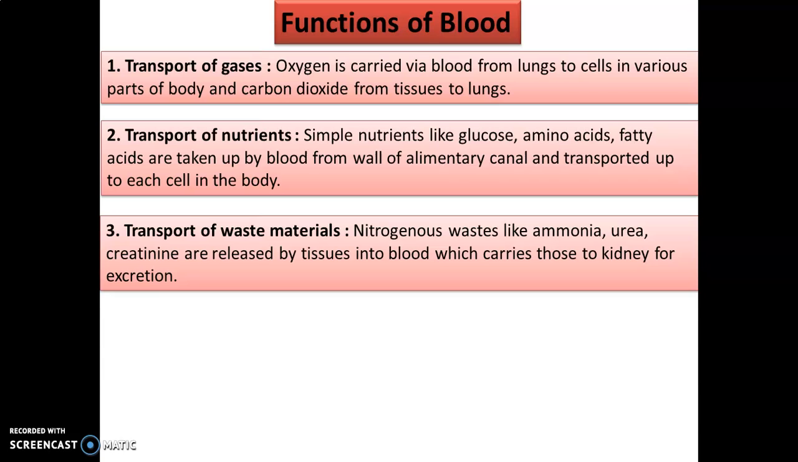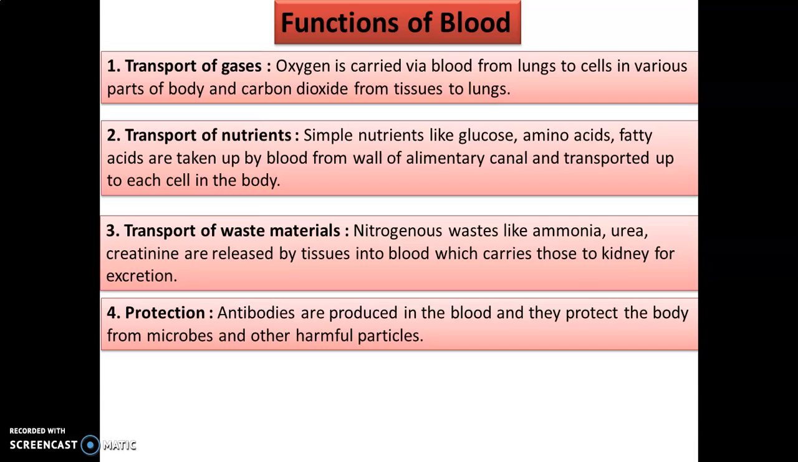Then it also transports the waste material. We have waste material like ammonia, urea, creatine, which are released by tissues into the blood. If it gets accumulated, it will cause harm to our body. It can even lead to death. So blood collects all these waste materials and transports them to the kidney for excretion. And there we have a different excretory system. But the main function of collecting all this waste material is done by blood.